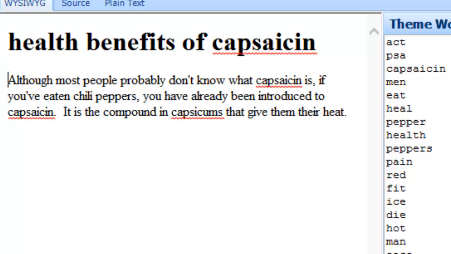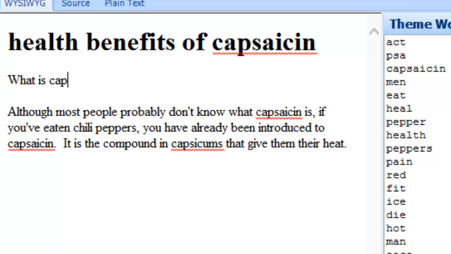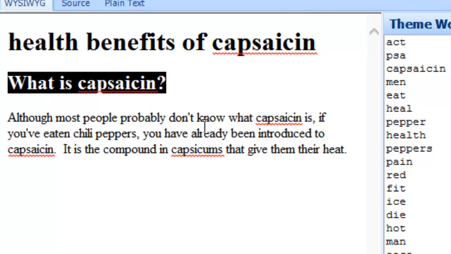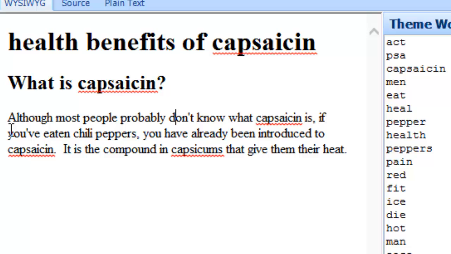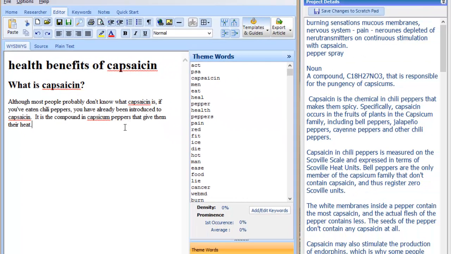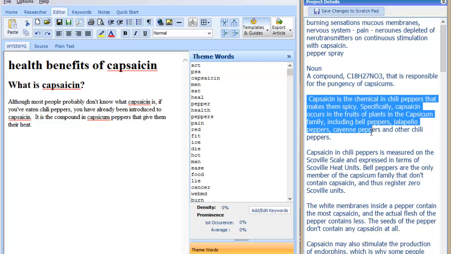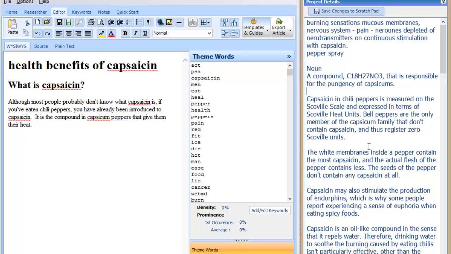Okay, and I'm going to put a title here. Okay, so what is capsaicin? Although most people probably don't know what capsaicin is, if you've eaten chili peppers you've already been introduced to capsaicin. It's the compound in capsicum peppers that give them their heat. Okay, and I can then remove bits of this here. We don't need that anymore because we've added that already.